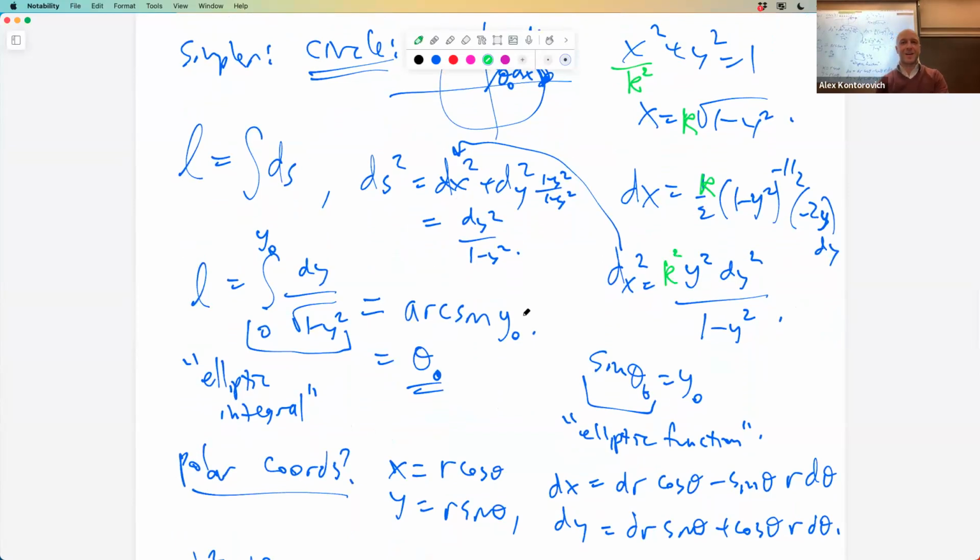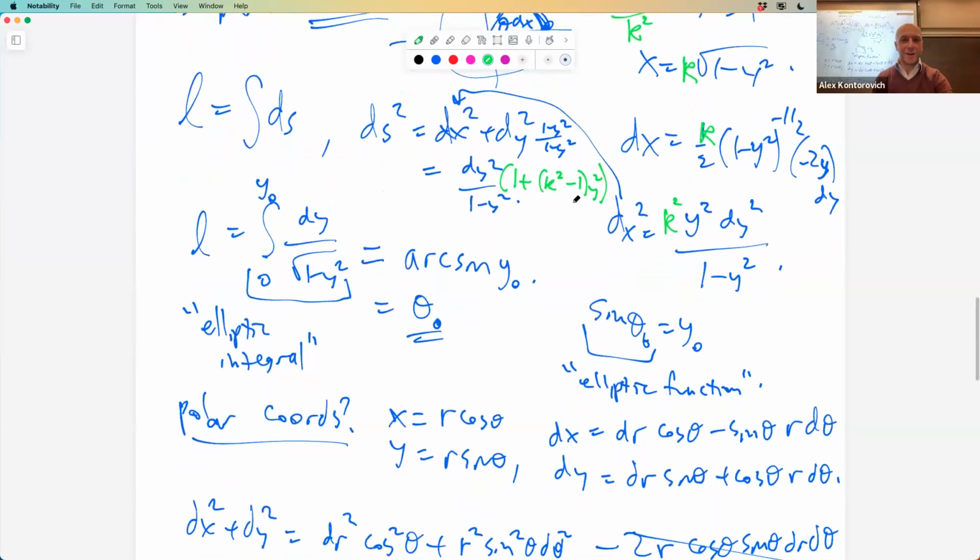I plug that in here, and here's where things get funny. I add a 1 minus y squared to a k squared y squared. And the minus y squared and plus y squared no longer cancel. So I get an extra factor of k squared y squared here and a minus 1 y squared there. Can you guys see that? So notice when k is equal to 1, this term isn't there.